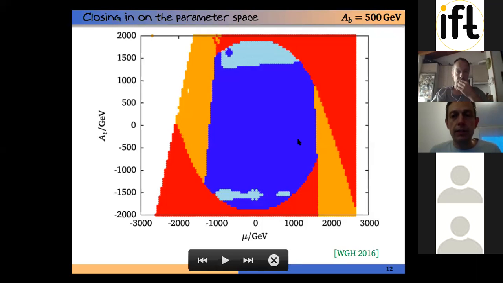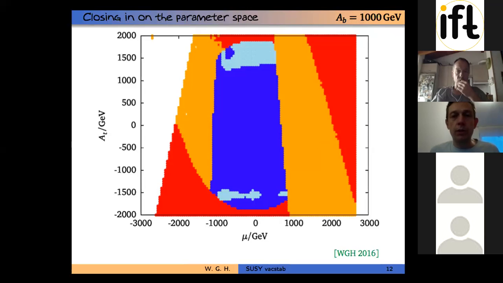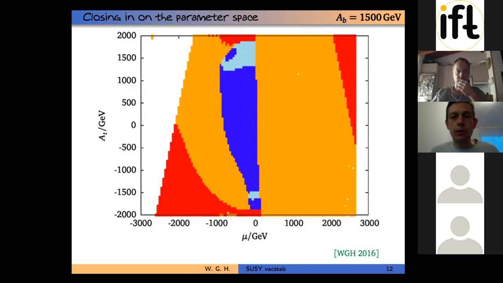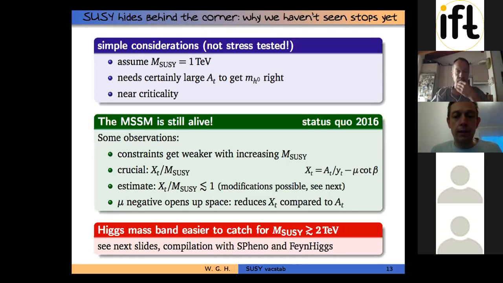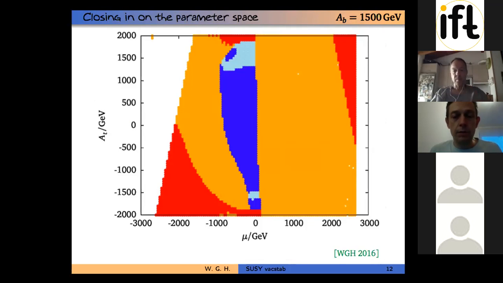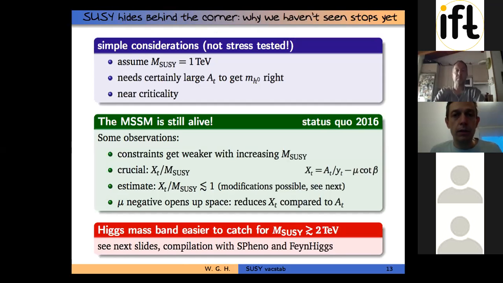Now we increase A_bottom, and you see that more and more of the parameter space is closed by the existence of bottom VEVs. And this made me a bit worried. So, that's why I wanted to go a bit more into detail.